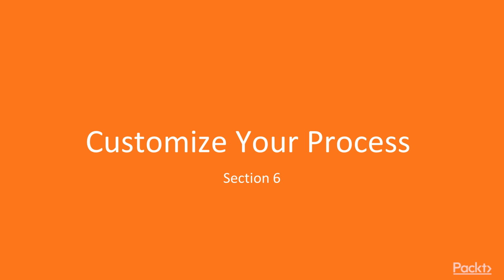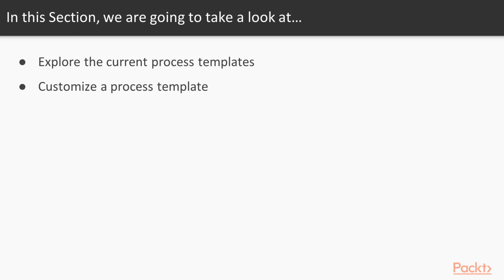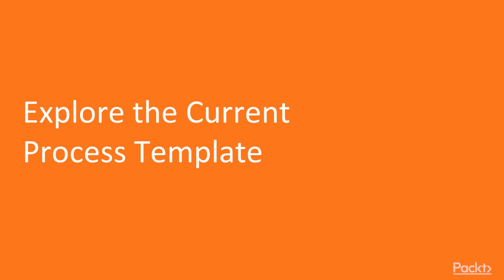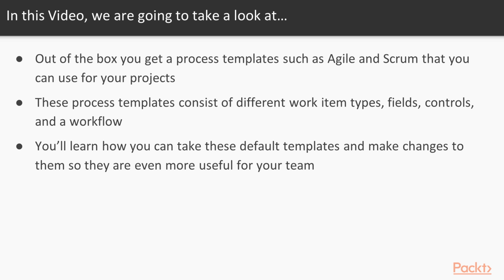Customize your process template. In this section, we're going to learn about exploring the process template types and customizing a process template. Explore the current process template. Out of the box, you get a number of different process templates, as previously demonstrated. However, each one of these consists of different configurations of work items, or work item process, WIP, which is something we'll be talking about today, and also the background workflow logic.